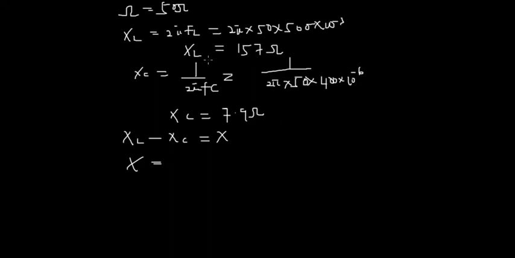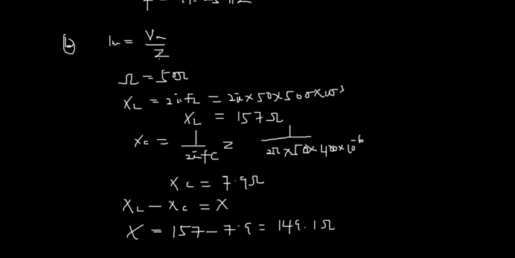So we know that XL is 157, and then we know that XC is 7.9. So when you subtract this, you end up with 149.1 ohm. So from here you can then compute impedance, Z.